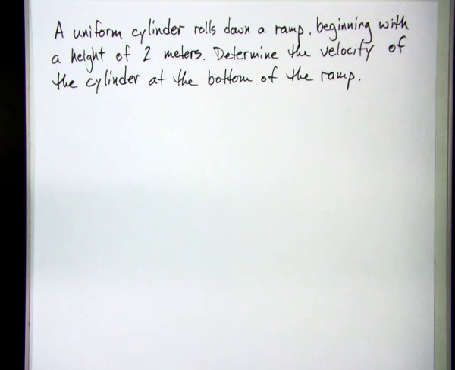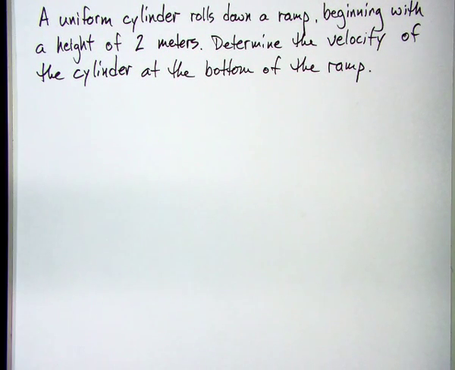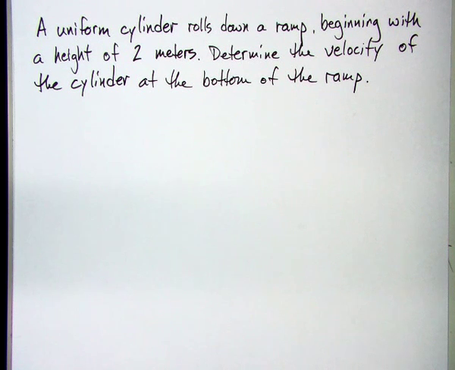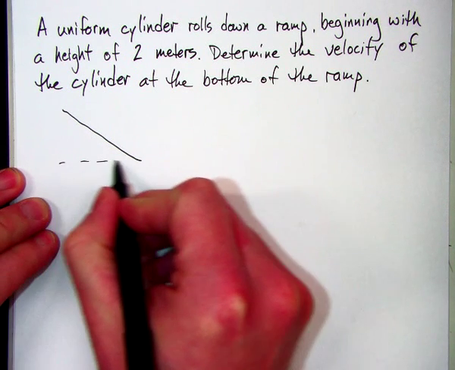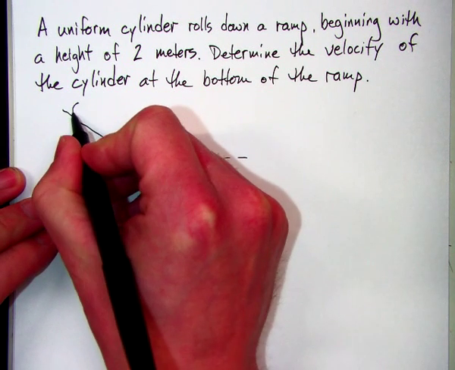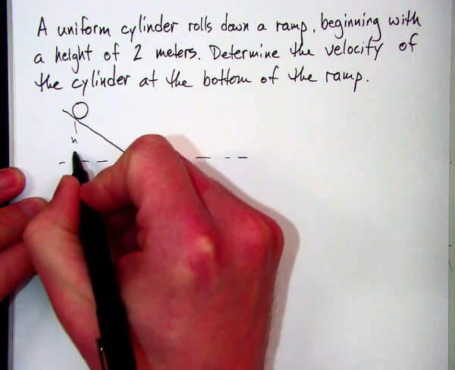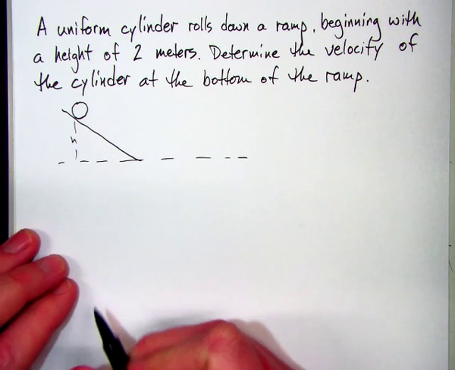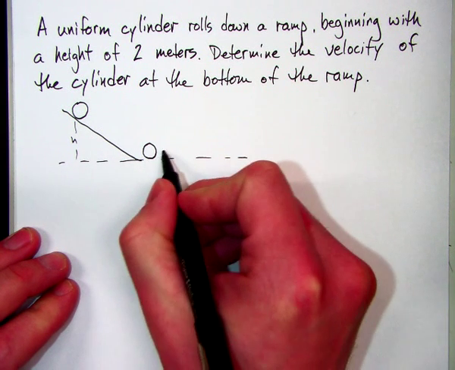Okay, in this video I'd like to talk about how to determine the velocity of some object that's rolling down a ramp. Now rolling adds a little complexity to the conservation of energy. So to just set this up, imagine we have some ramp here and an object, in this case it's a cylinder, begins with some height above the ground. It rolls down the ramp and at the bottom it has some velocity v.